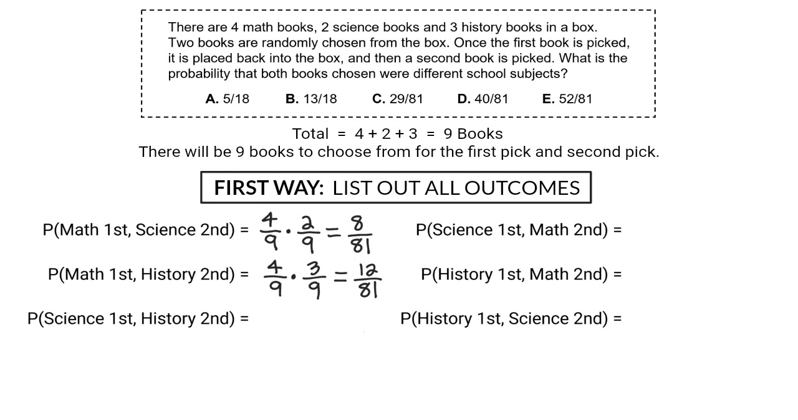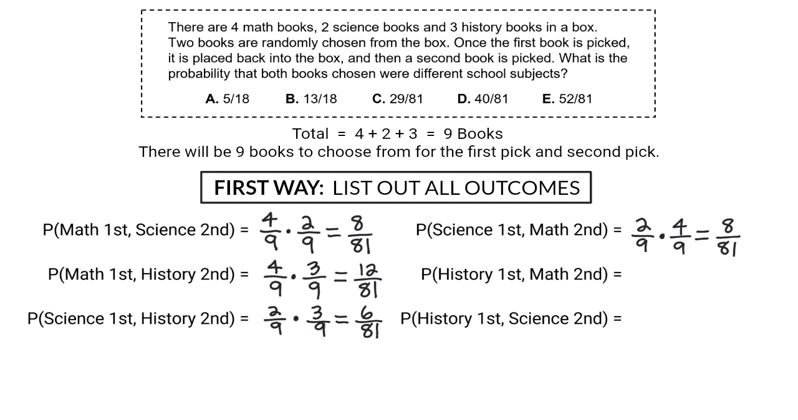Then you've got science first. The probability science is chosen first is 2 out of 9. History second is 3 out of 9. Doing them together will give you 6 out of 81. Now for science first and math second, that's just going to be 2 out of 9 times 4 out of 9. Once again, that gives you 8/81.